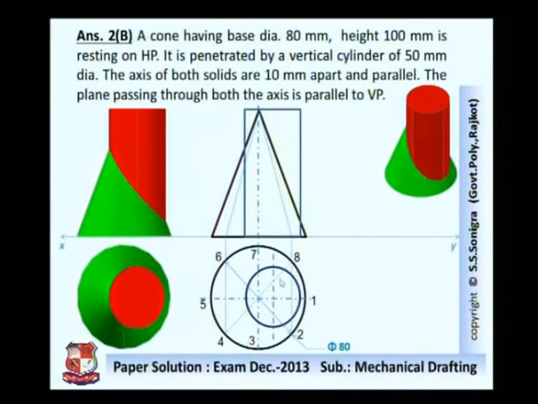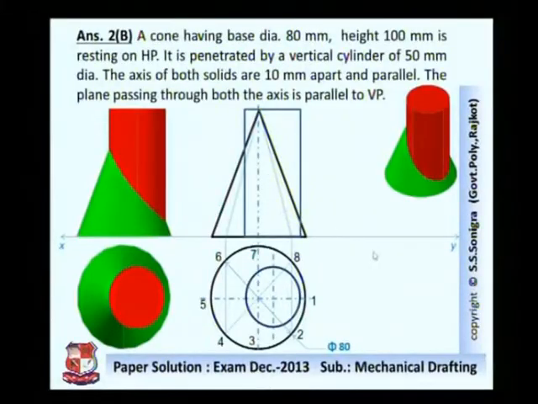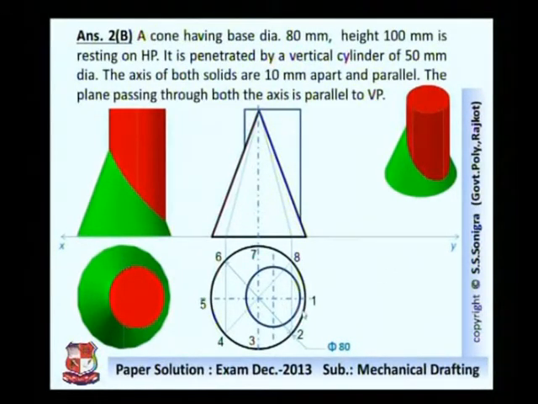Then complete this cylinder. The height of cylinder is not given to us, so we can assume any height. Let me take 100 mm as the height of the cylinder. So draw a rectangle having height 100 mm, width is equal to diameter of this cylinder, that is 50 mm, and complete this solid. Now our exercise is to draw this curvature shape, the curve of intersection of these two solids. So for that, let me pick up the points.